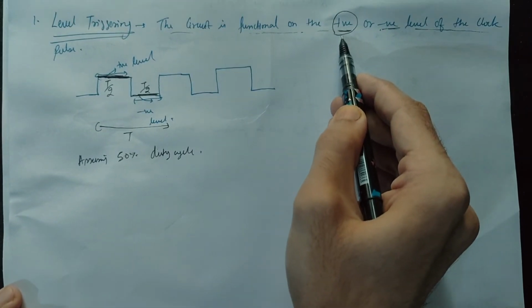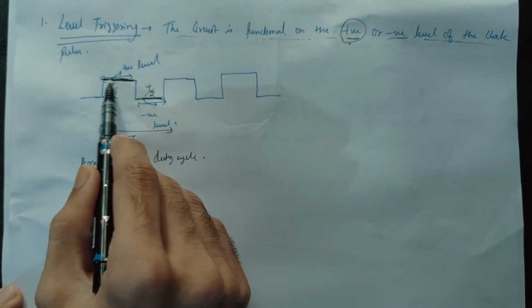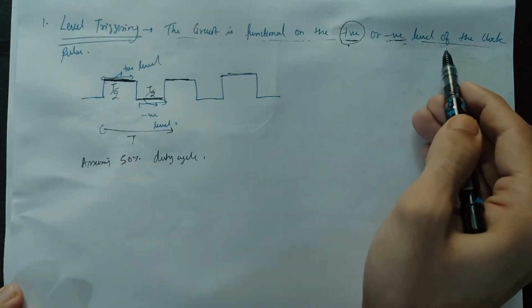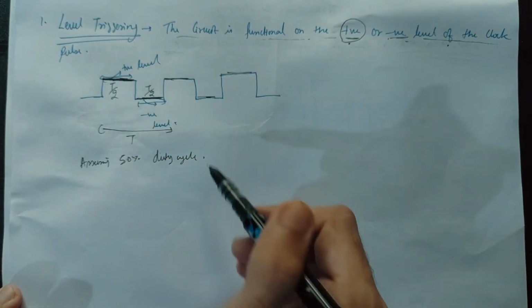For positive level triggering, what will happen? The circuit will be functional for this and so on. For negative level triggering, the circuit will be functional for this and this, right?